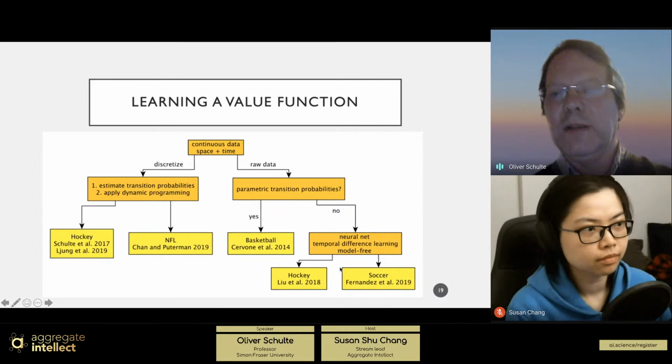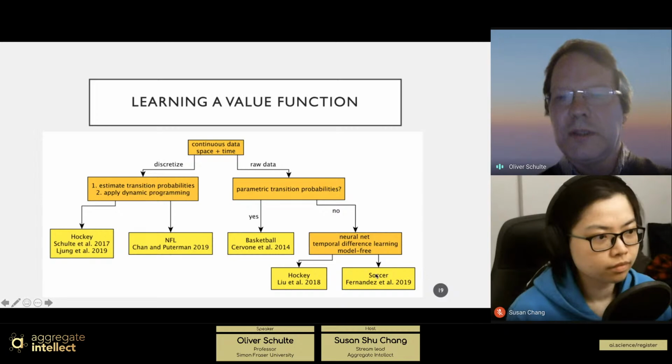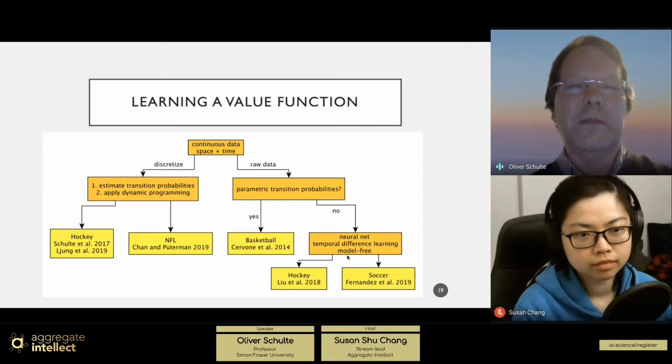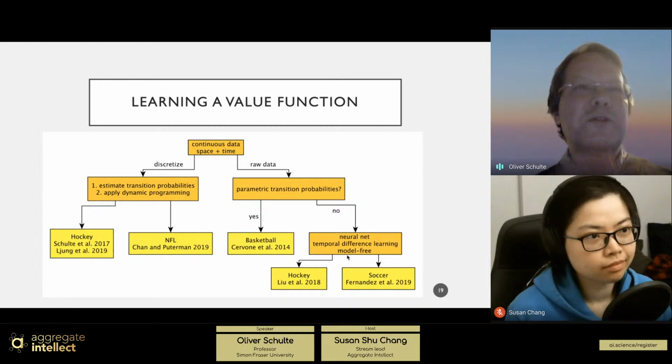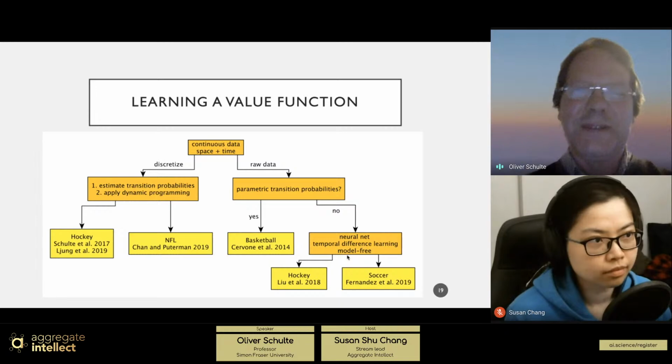Also, the value ticker I showed you for the game between Madrid and Barcelona is also built using neural network techniques. And one of the key methods there is temporal difference learning, which was invented by Rich Sutton from the University of Alberta, one of the pioneers of reinforcement learning. So I'd like to drill down on this method because it's not particularly well known in sports analytics. I want people to know how it works so they can use it.